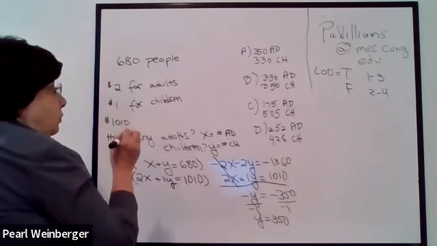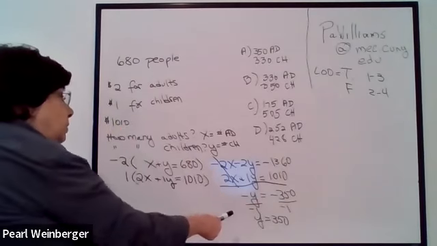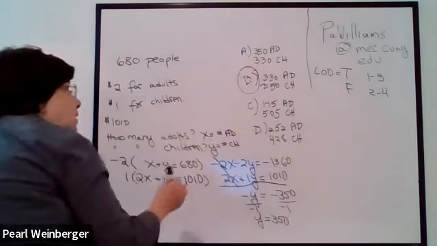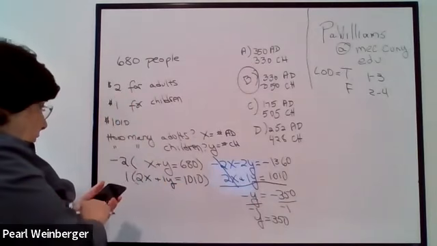Now y stands for the children. So I have to look for an answer that gives me that the children are 350. Now that has to be choice B. Don't mix up. A has the adults being 350.